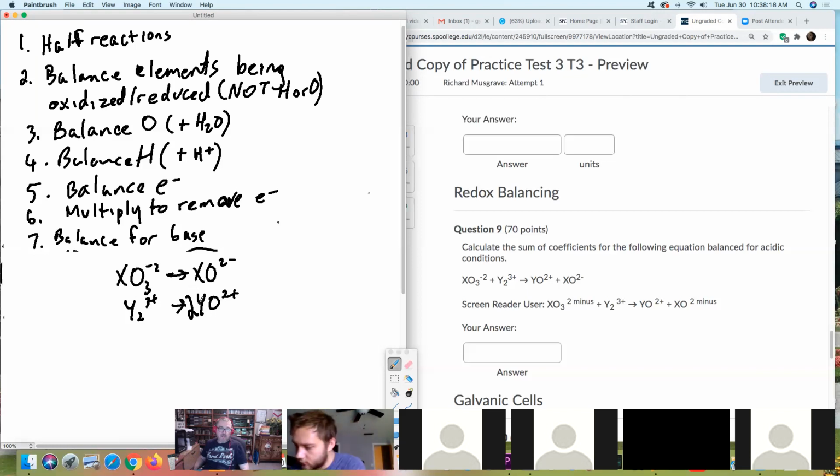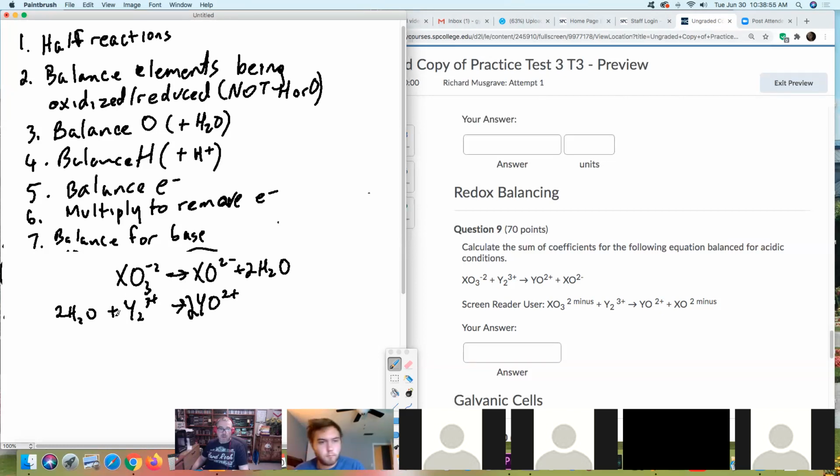Okay, the next thing, we balance the oxygens. We do that by adding water. On the top reaction, I've got 3 on the left and 1 on the right, so I'm going to have to add 2 waters. On the other one, I've got 2 oxygens there, so I need to add 2 waters down there as well, but on the other side. Any questions?